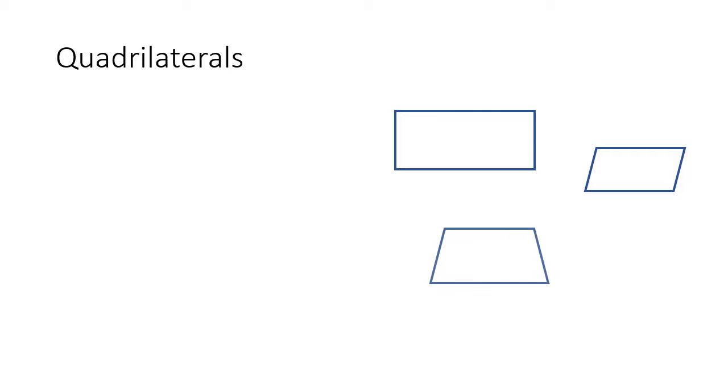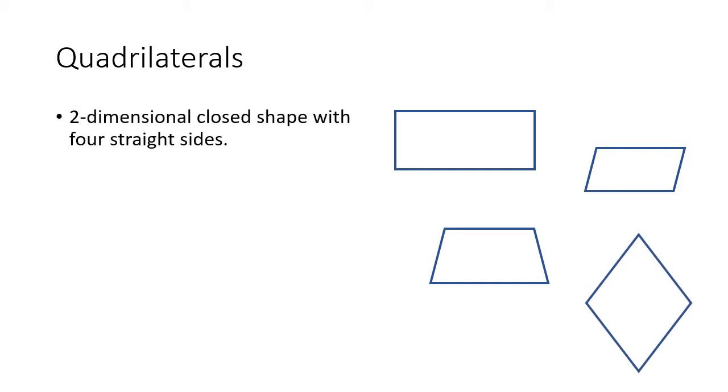Okay, so let's have a look at what we mean by quadrilaterals. Here are some examples, and a lot of these shapes are things that we're pretty familiar with already. Quadrilaterals are any two-dimensional closed shape with four straight sides. So there are just some simple examples.